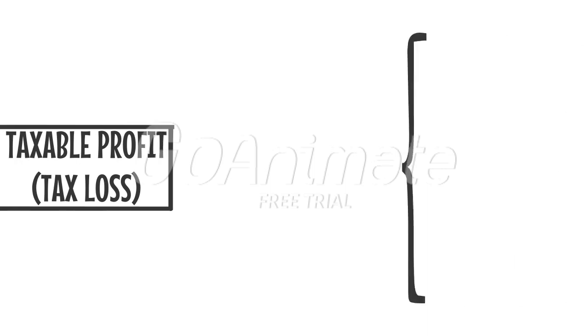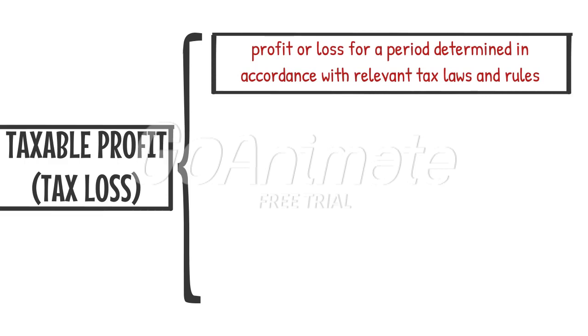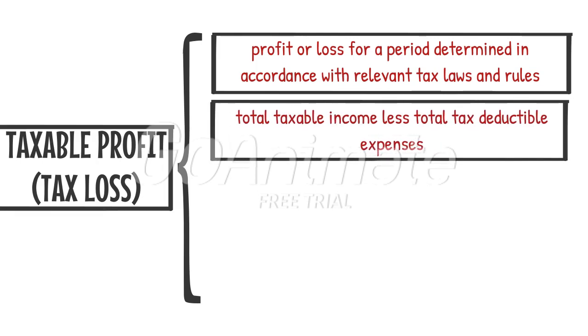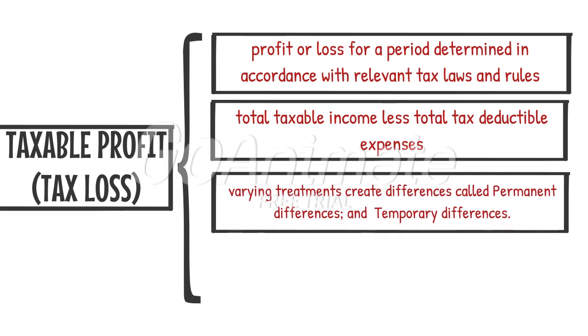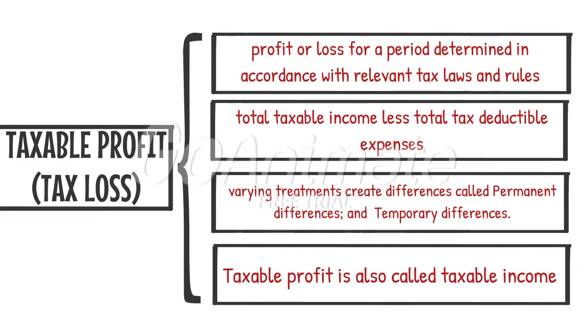Taxable profit, or tax loss, is profit or loss for a period, determined in accordance with relevant tax laws and rules. Also, total taxable income, less total tax deductible expenses. Its varying treatments create differences, called permanent differences and temporary differences. And also, taxable profit is also called taxable income.